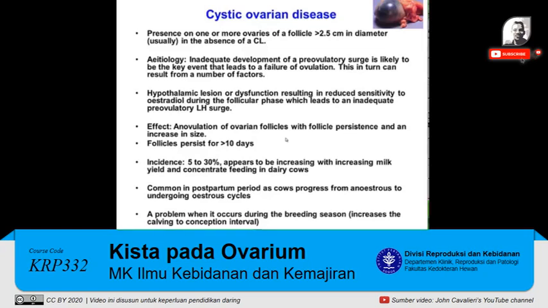If, for example, there was a lesion within the hypothalamus, or some sort of dysfunction that resulted in a reduced sensitivity to estradiol during the follicular phase, this could lead to an inadequate preovulatory LH surge. You'll remember that during proestrus, rising concentrations of estrogen will stimulate the surge centre to release a surge pattern of gonadotrophin releasing hormone. This surge release of GnRH will then cause a large surge release of luteinizing hormone.